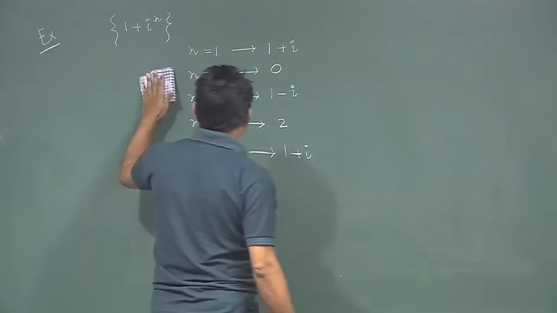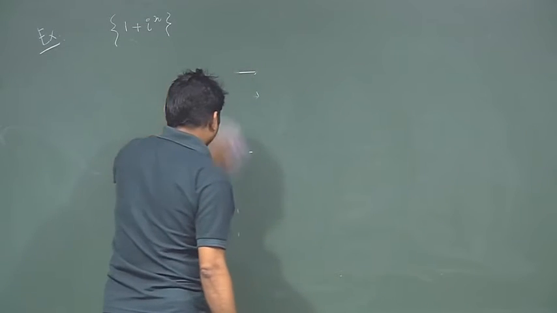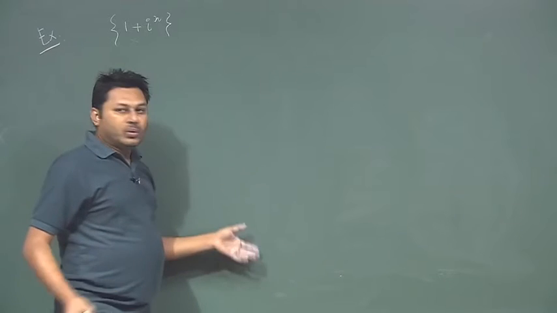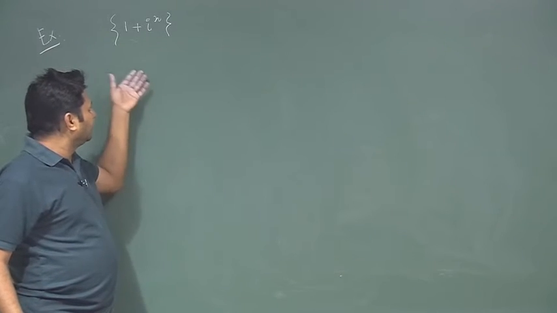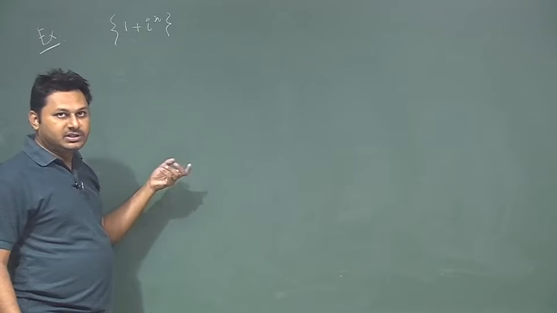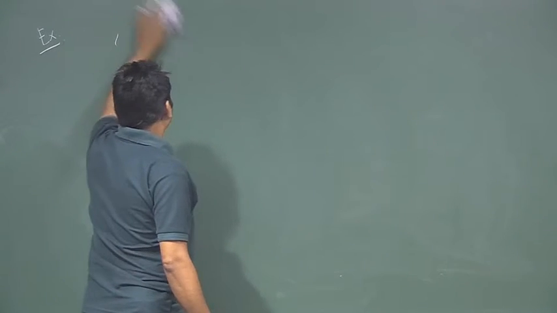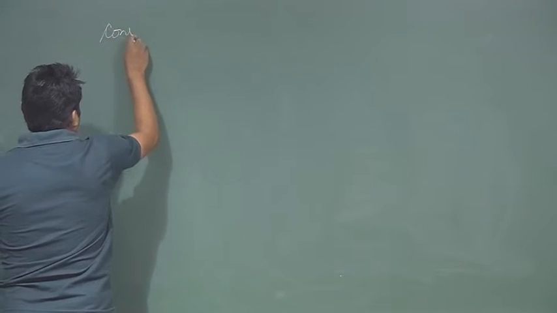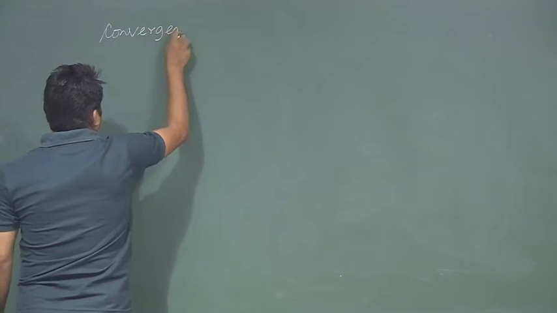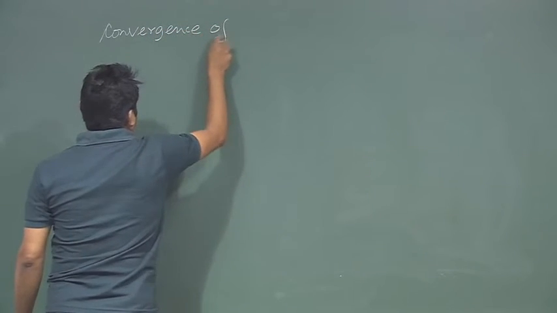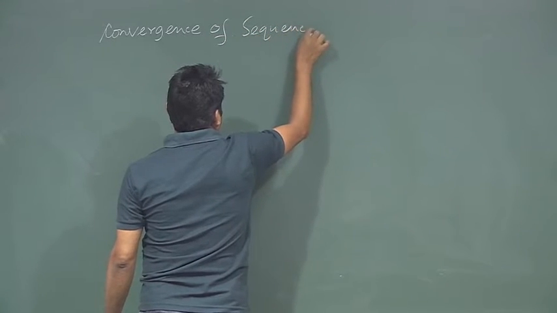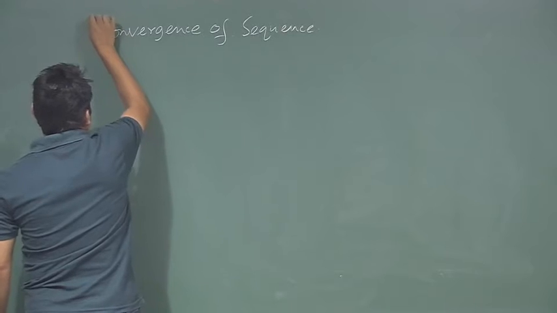Now, the obvious question that should come to our mind is how many numbers I am getting here if I go n tends to infinity, and whether these numbers keep going on or will be converging to some point. So, next thing is convergence of sequence.